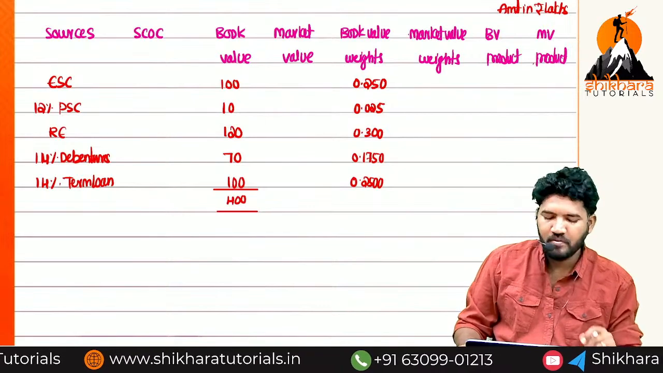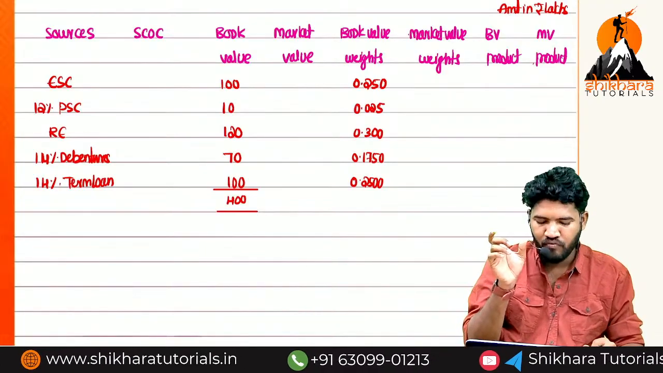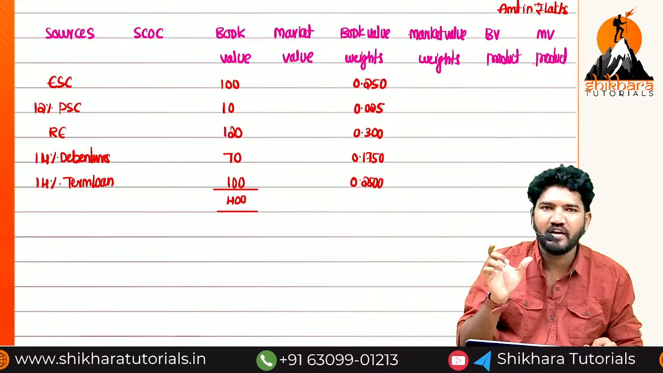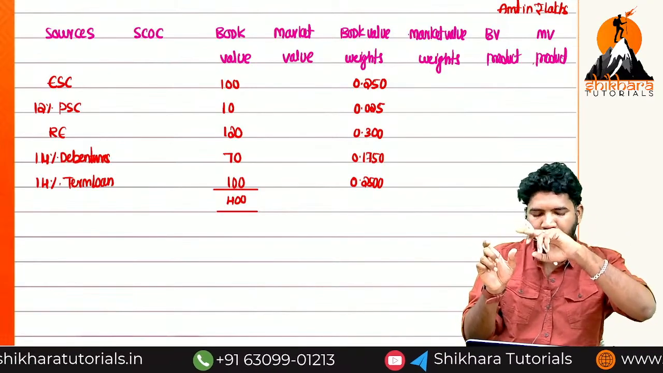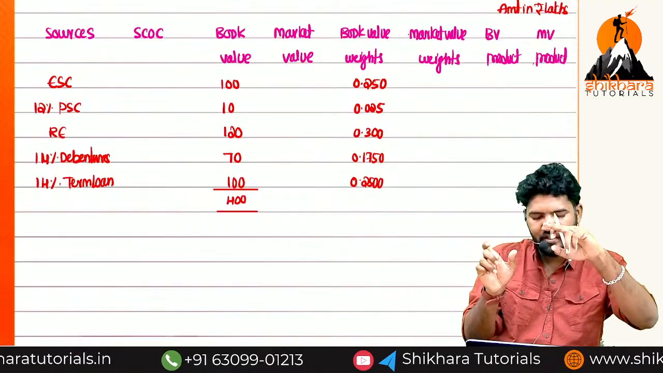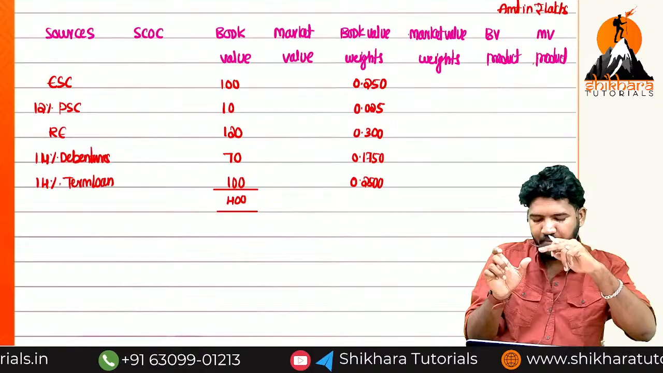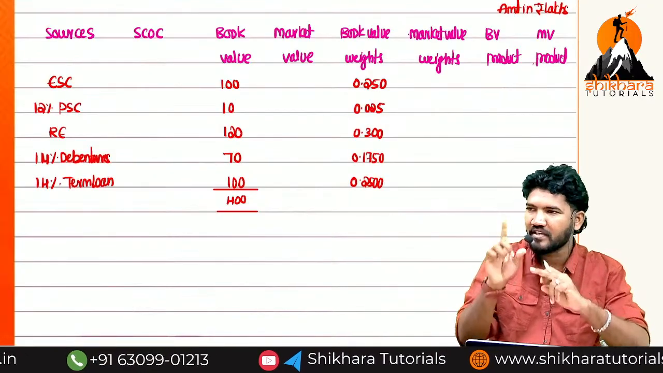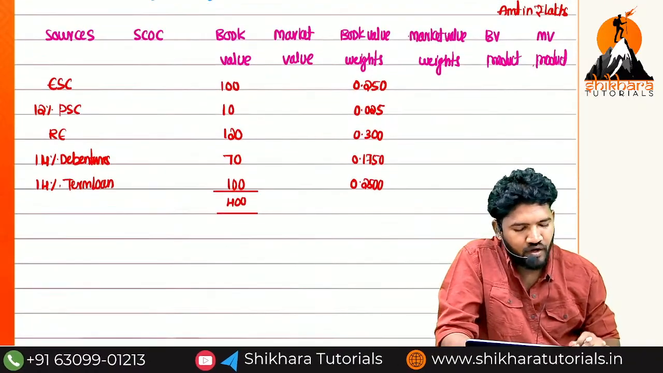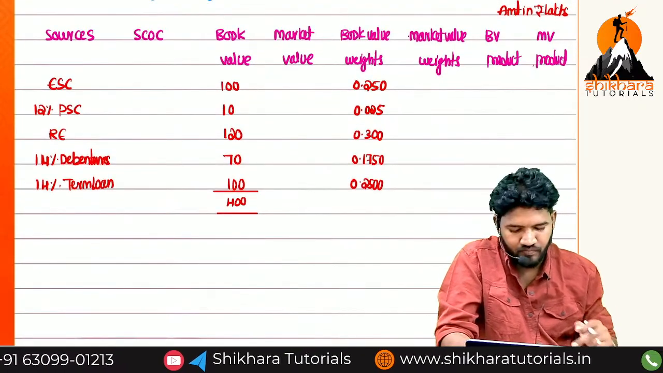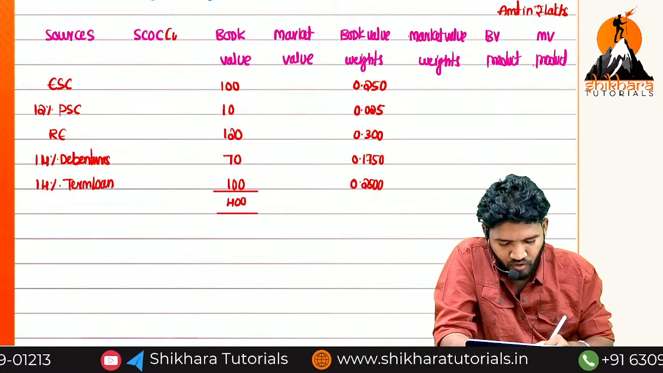Clear now? What is the meaning of those proportions? If I procure 400 lakhs rupees, out of 400, 25% equity, 2.5% preference, 30% retained earnings, 17.5% debenture, 25% term loan. Clear now? Now, if you want the book value of product, you need to figure out the specific cost of capital. For this purpose, you have to do a working note.